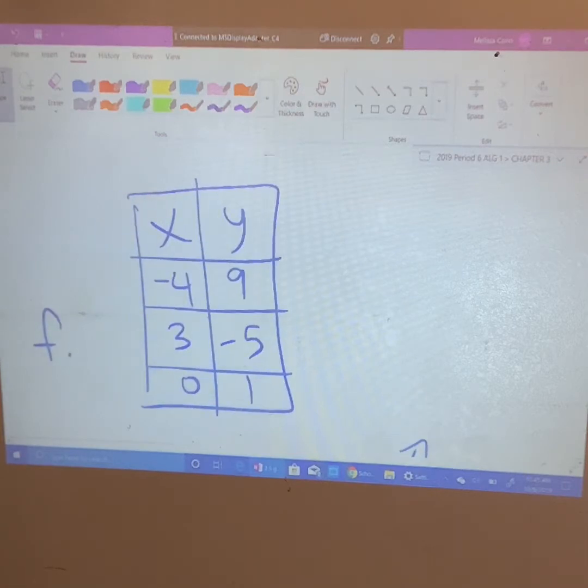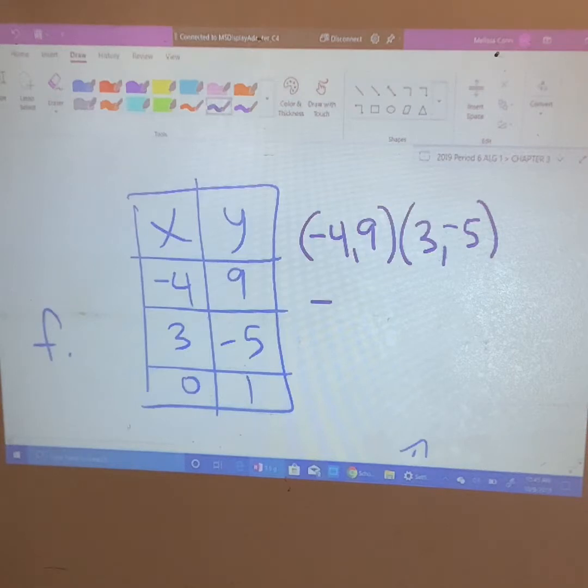Here's a table of values. It's just written in a vertical format. Again, I've given you 3 ordered pairs. Let's pick 2. Now, I'm not going to shy away from the negatives, so I'm going to pick the first one, negative 4, 9, and I'll pick the second one, 3, negative 5. Okay, so here we go.